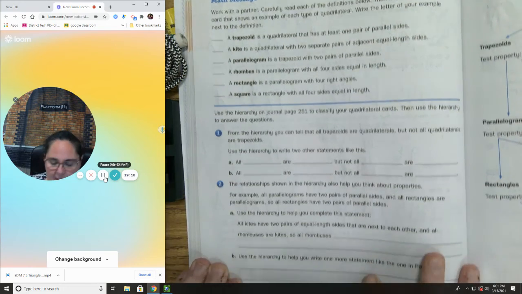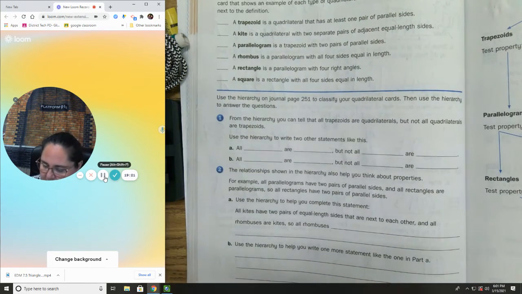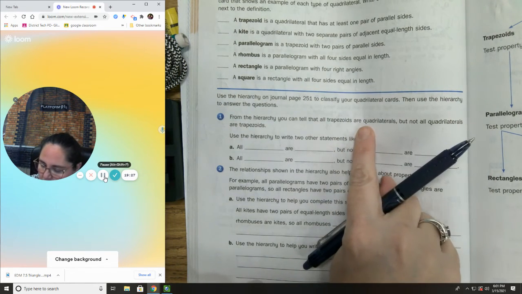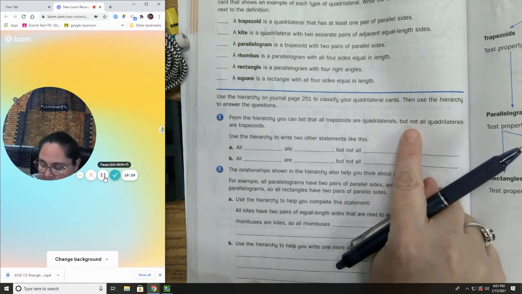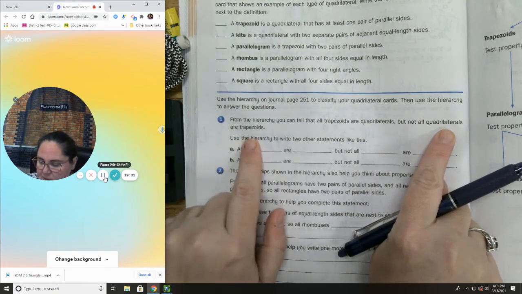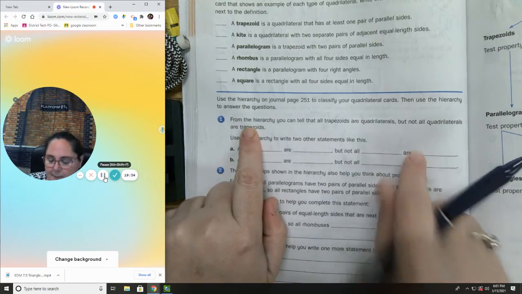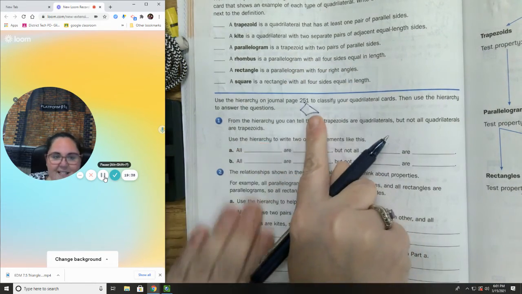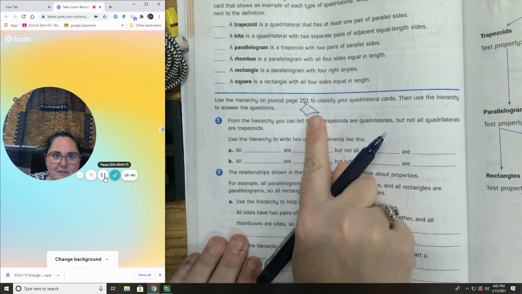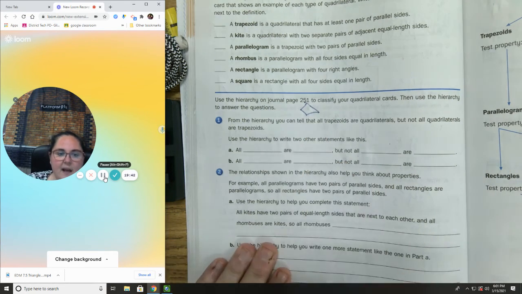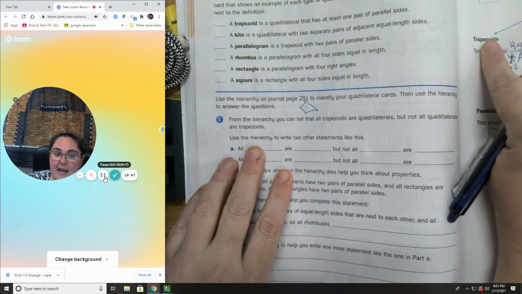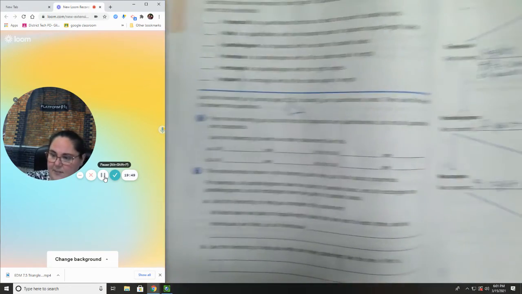Number 1, it says, use this journal, page 251, to classify the cards, which we did. From the hierarchy, you can also tell that trapezoids are quadrilaterals, but not all quadrilaterals are trapezoids. That can be seen with those shapes that were kind of like this. That is not a trapezoid. Okay? So now we can do something like this. So I could start here and I could say trapezoid. And you're going to go down, and I'm going to do this a little bit.